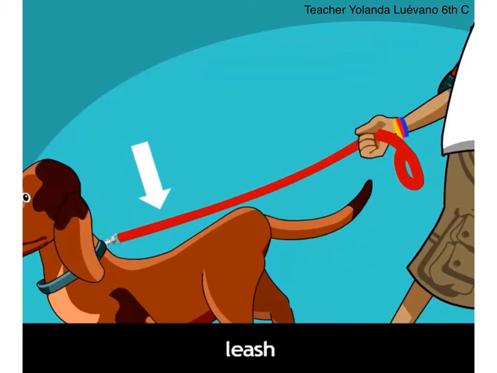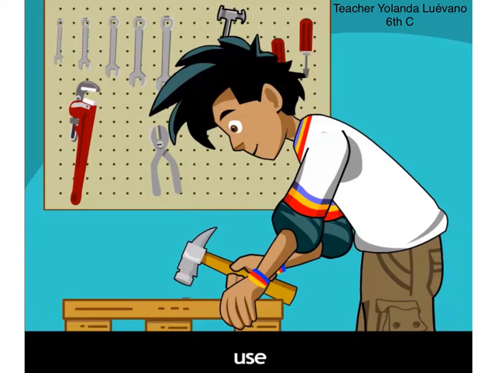Now, let's pay attention to vocabulary that we will need for this video. Let's start with this. This object over here, that is a leash. Again, repeat after me. Leash. Now, this word is use. In this picture, Ben is using the hammer. Use.